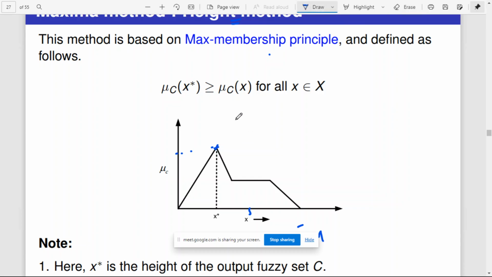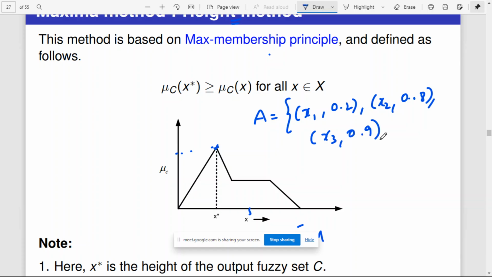Say there is a fuzzy set which is given something like this: A is equal to x1 comma 0.2, x2 comma 0.8, x3 comma 0.9, x4 comma 0.6.